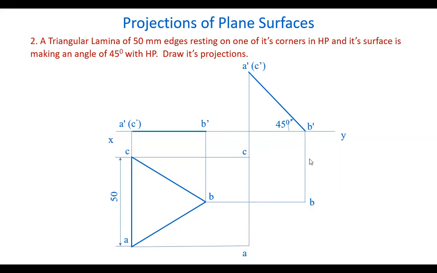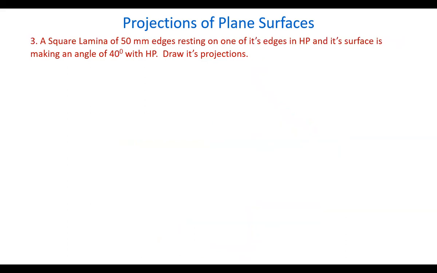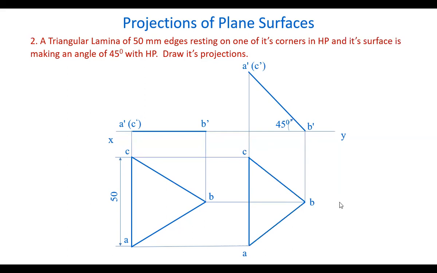Here B, B dash, B. Likewise, whatever may be the number of points, get these intersection points here like this. Join them by straight lines. Each one is joined by straight lines. That gives you the final projection in the top view when the surface is making this 45 degrees angle with the HP. You see the difference between the earlier one and this one. Earlier it was the edge which was lying in HP. Now it is the corner which is lying in the horizontal plane.